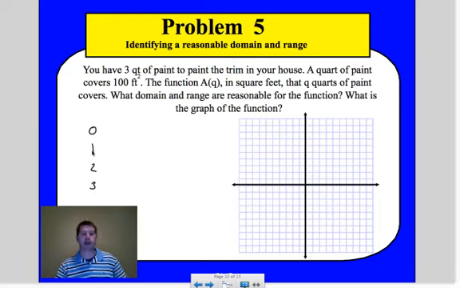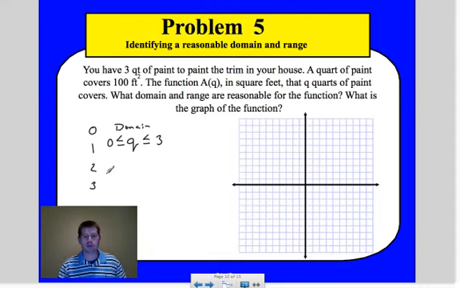Because I can have a half quart, I can have 1.5 quarts. So what we're going to say is the amount of paint I have is greater than or equal to 0, and is less than or equal to 3, because if I use all 3 quarts, that's it. I'm out of paint. Okay, so this is my domain. That's what's reasonable in this problem.